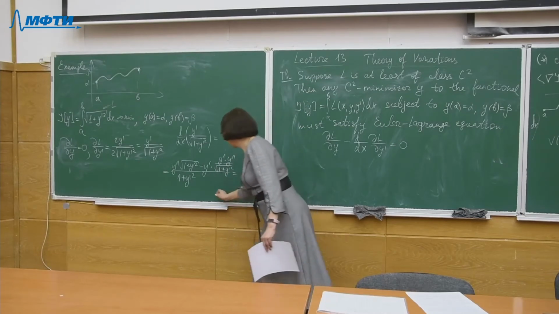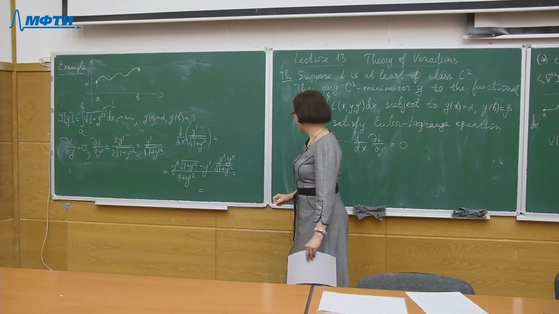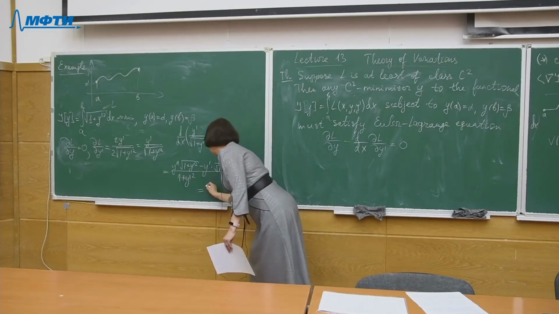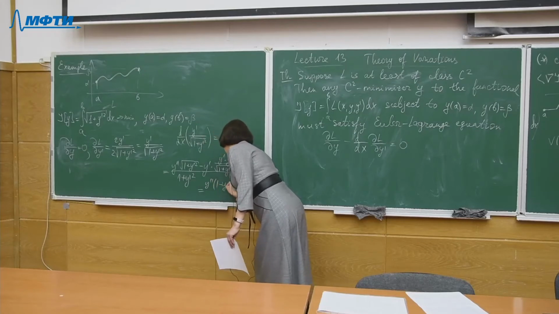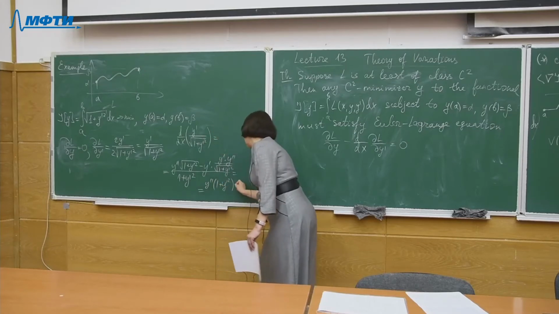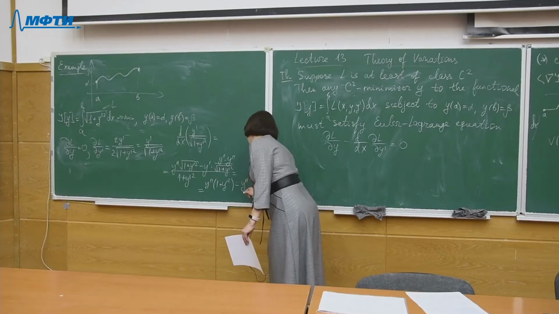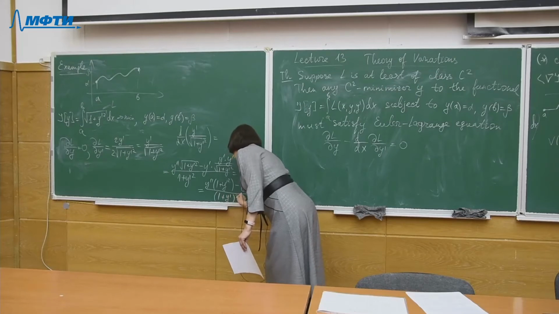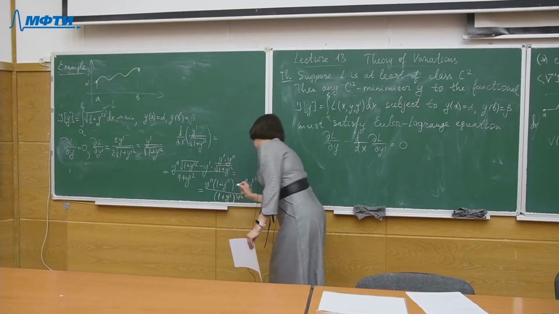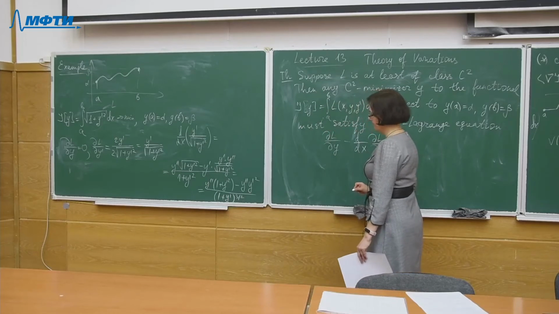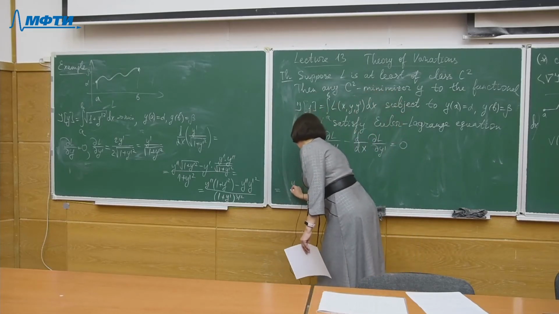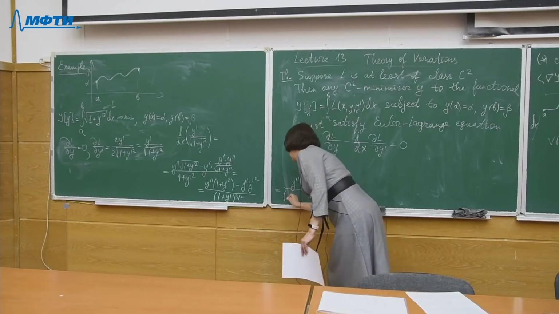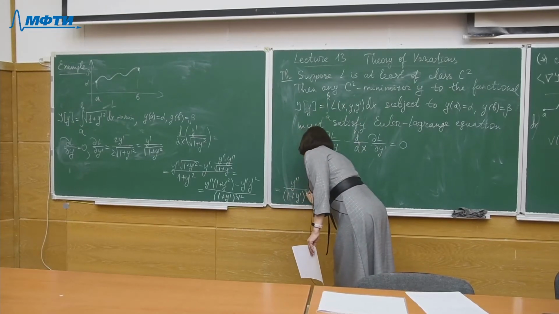Okay, next, simplification gives us the following. It will be y double prime times 1 plus y prime squared, minus y double prime y prime squared, over 1 plus y prime squared to the power 3/2. And simplification will give us y double prime over 1 plus y prime squared to the power 3/2.